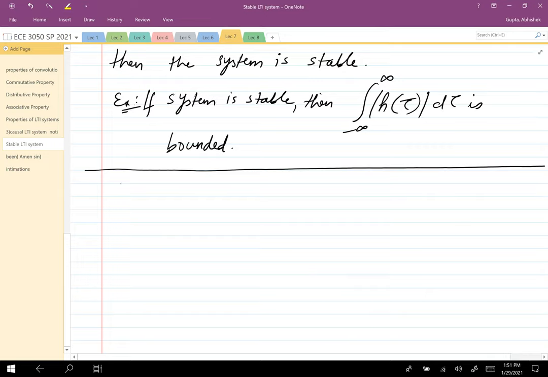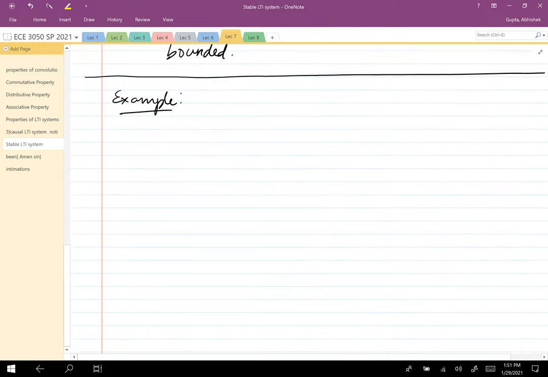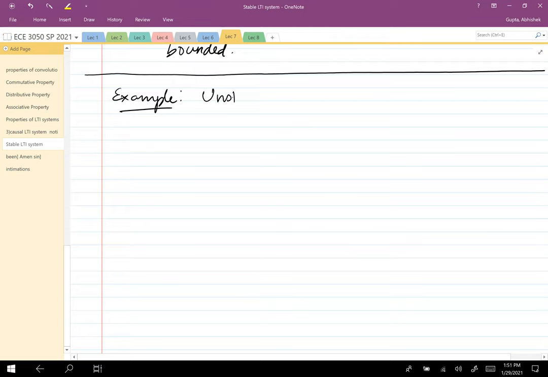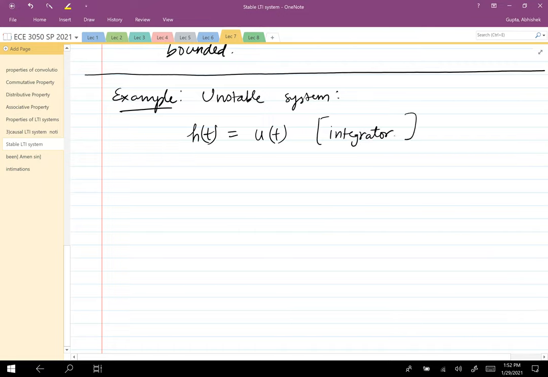I want to give you an example, carrying forward the thought we had started in the previous class. I want to give you an example of an unstable system, in which the impulse response of the system is actually a unit step function. So it's an integrator. Okay, so this integrator is an example of an unstable system.